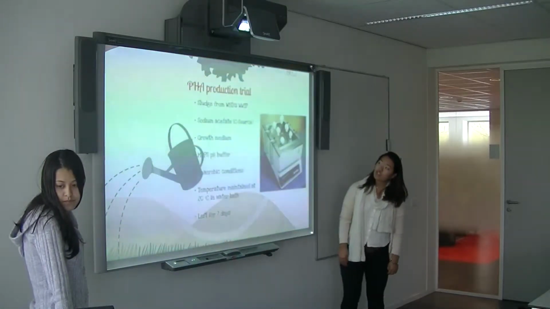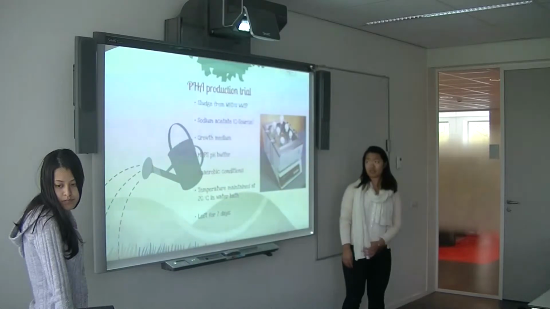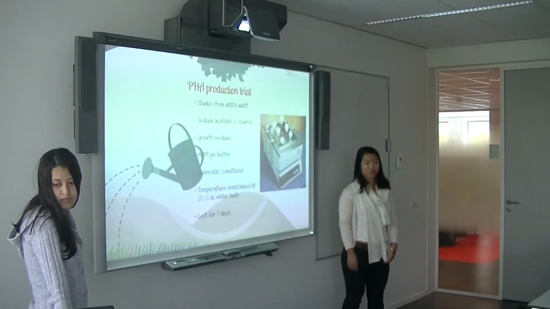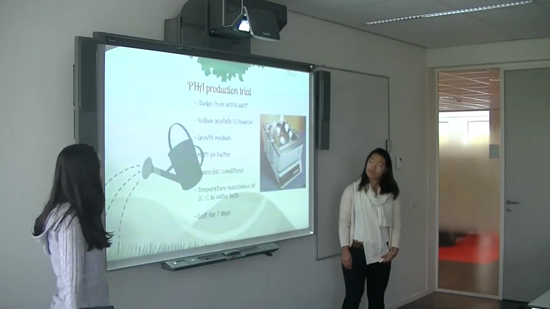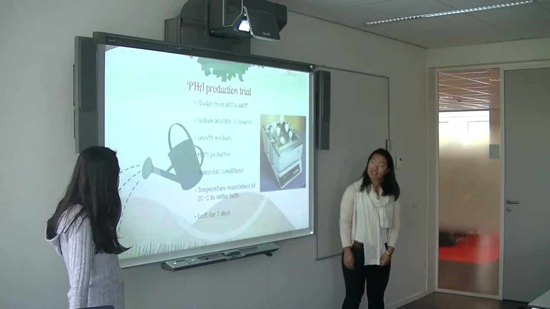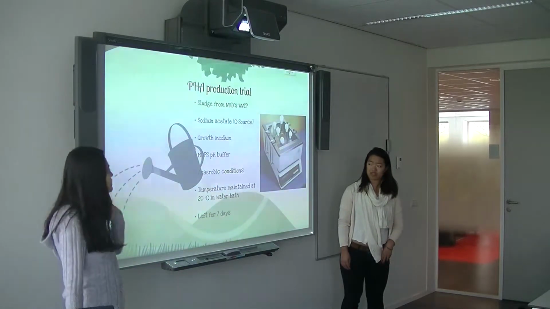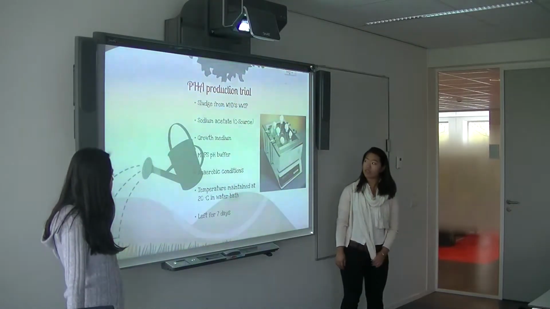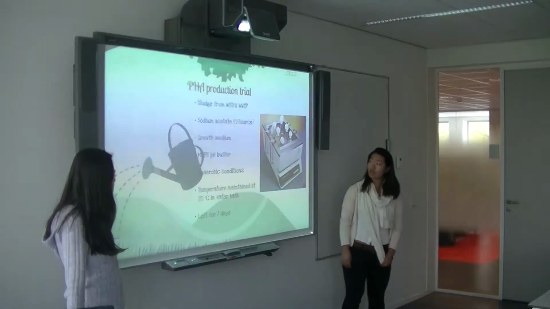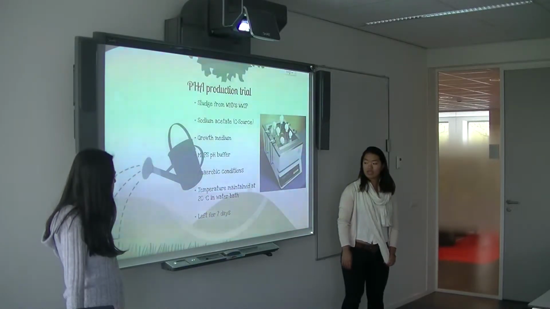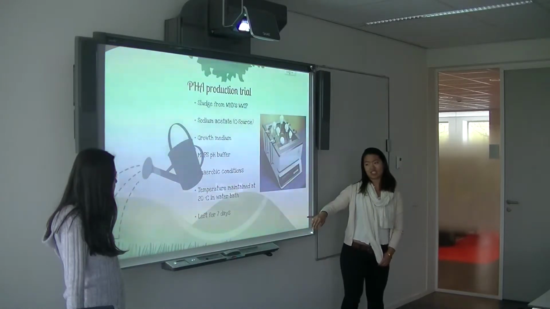So first we did a PHA production trial. Here we used the sludge from the wastewater plant. We used sodium acetate as carbon source. We added a growth medium, adjusted the pH, and we put it under anaerobic conditions in a water bath at 20 degrees Celsius, and we left it for 7 days, but actually we left it for 6.